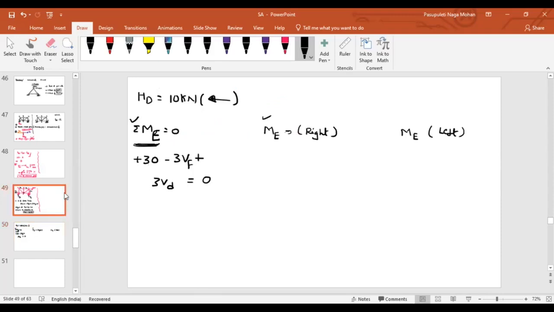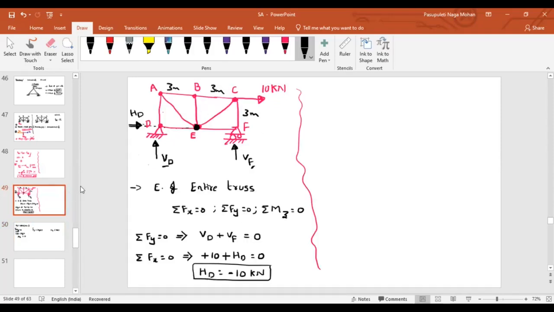Similarly, can you tell me what is the moment at point E if you look into the right side? Now I'm not talking about summation of moments. I'm just asking you what is the moment at point E if I'm looking at the right side. 10 into 3 minus VF into 3. Is it right?